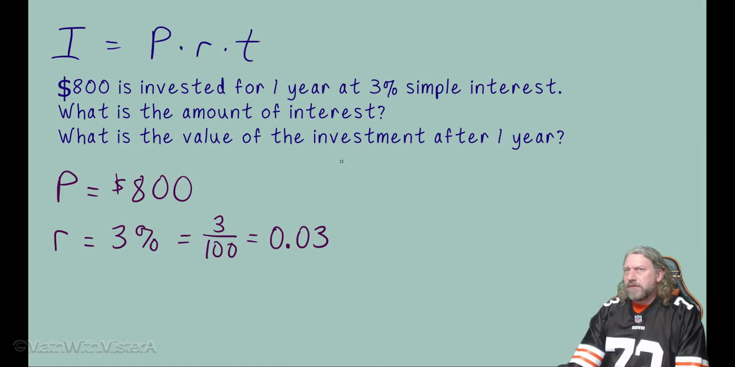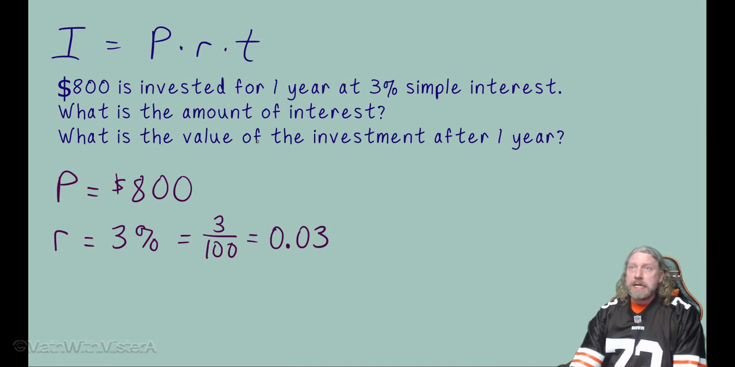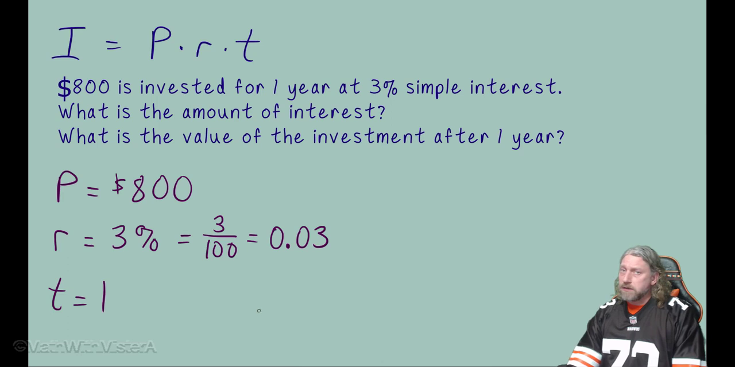The problem is not very clear about that 3% interest rate, so we will assume when we see an interest rate that it applies for 1 full year. So the time is 1 year that passes, 1 year at 3% simple interest. So t equals 1. Now let's substitute those values into the formula.